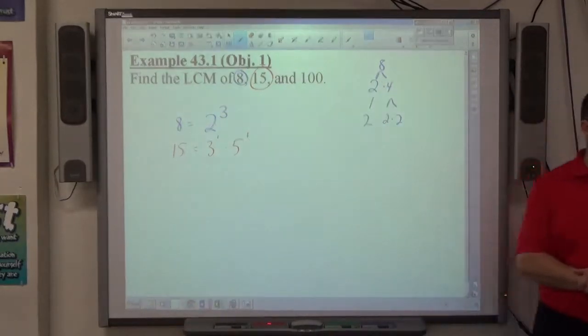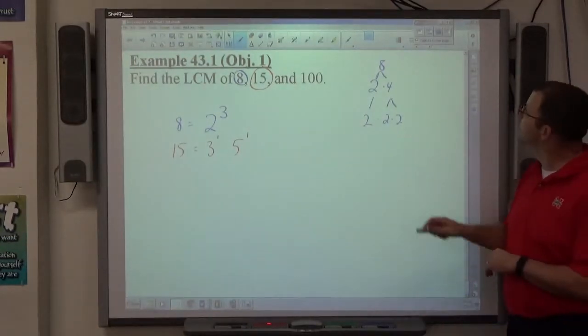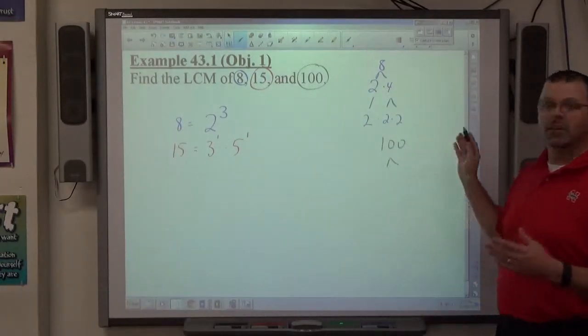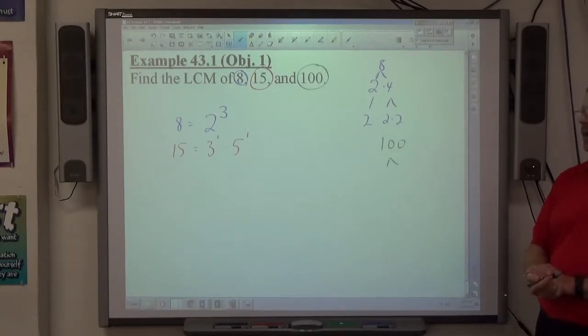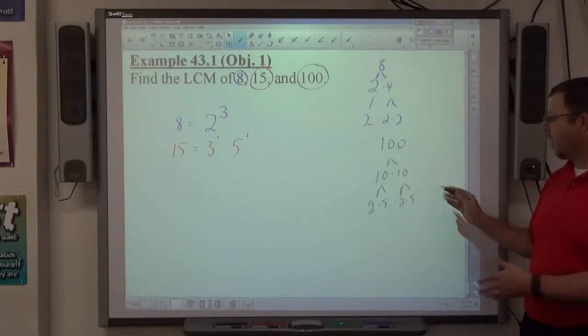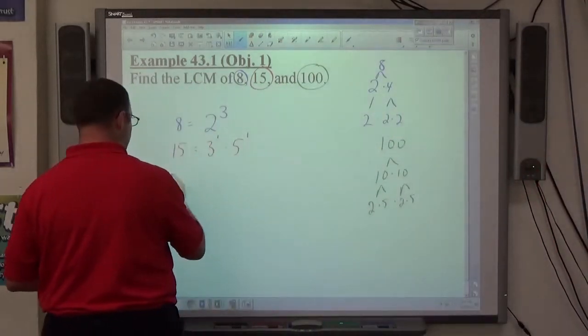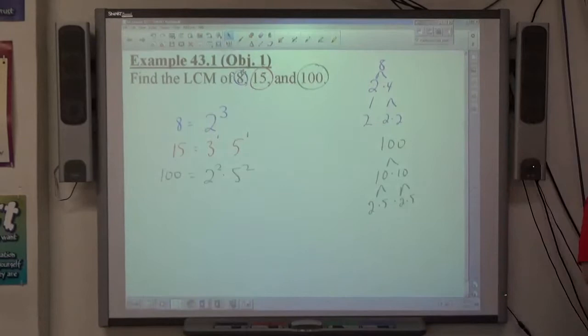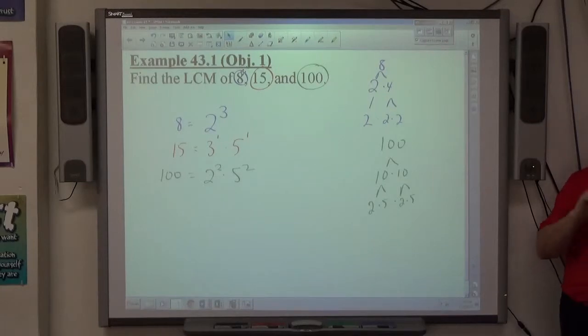I'd recommend putting powers on everything too. And finally, 100 is our 3rd number. 100 is 10 times 10, 2 times 50, 5 times 20, take your pick. I'm going to go 10 times 10. 10 is 2 times 5, and 10 is 2 times 5. So in prime power form, 100 is equal to 2 squared times 5 squared. So that's job 1: factor everything completely to its prime power factorization. Don't give me 2 times 2 times 2, give me 2 cubed. 3 times 5, again, put both to the 1st power so you can see the powers sitting there. Is everybody okay with job 1?